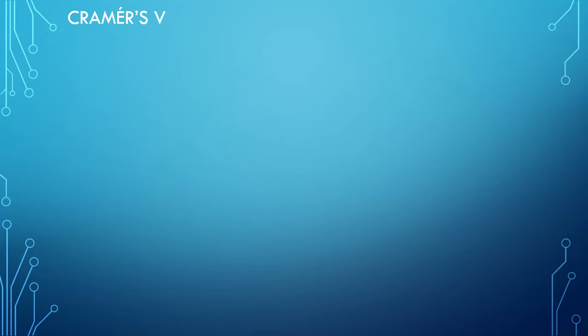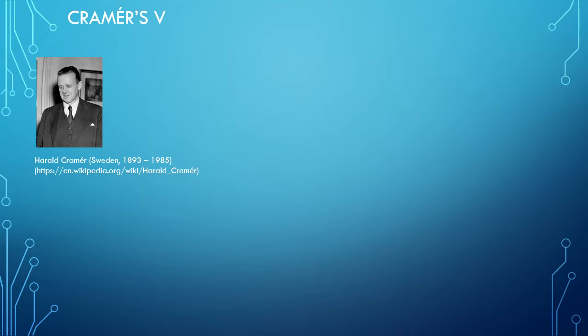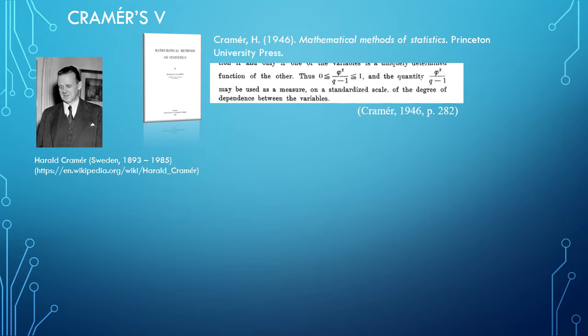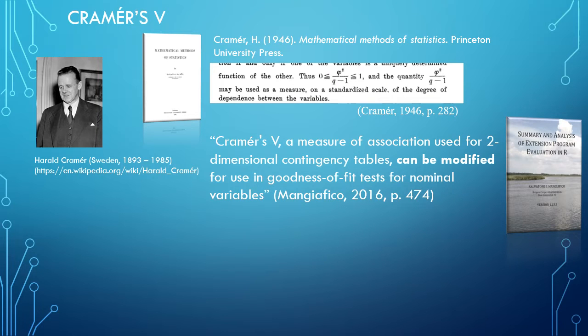So Cramer's V is named after Harald Cramér, who was Swedish, lived from 1893 to 1985. And of special interest is his article from 1946, where on page 282 he actually defines his V. However, this was for a contingency table, so for a chi-square test of independence, not for goodness of fit. However, some will claim, for example, Mangiafico, I hope I pronounced that correct, he actually mentions that it can be modified to also use for a goodness of fit test. It needs to be then slightly differently calculated.